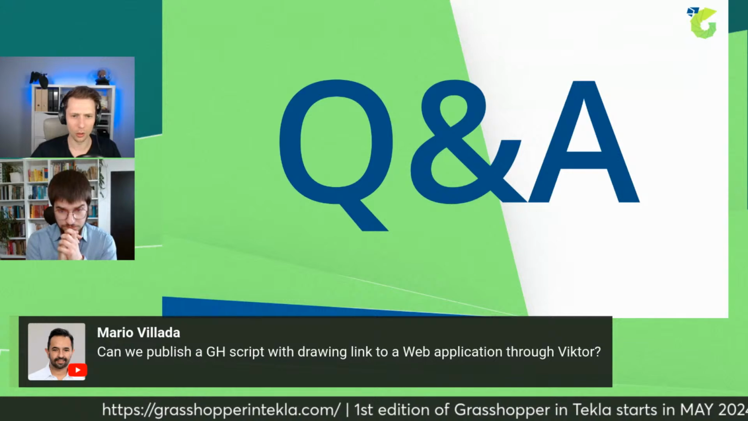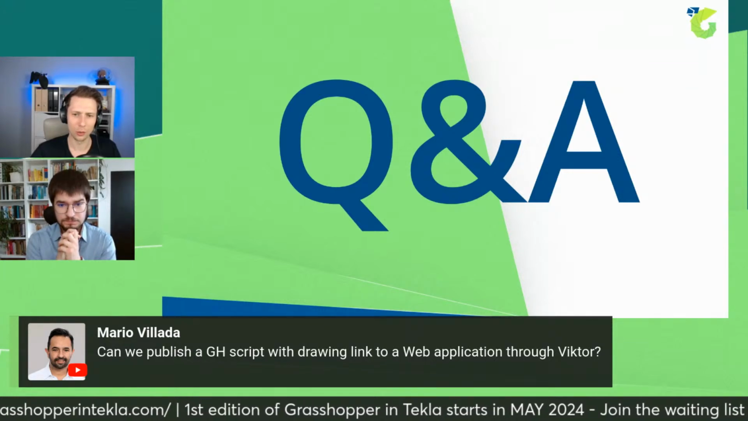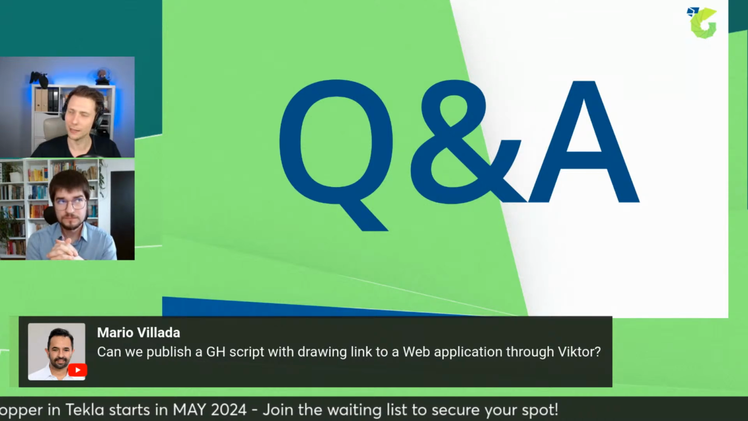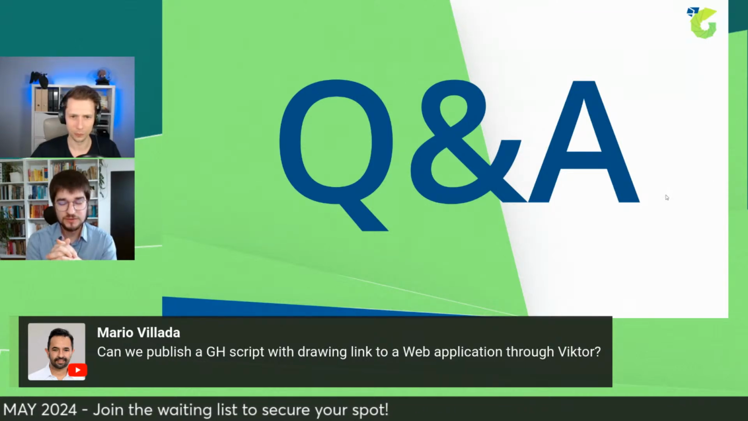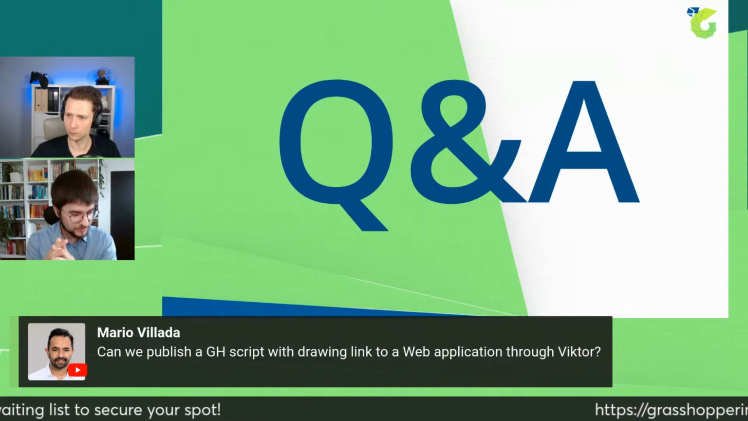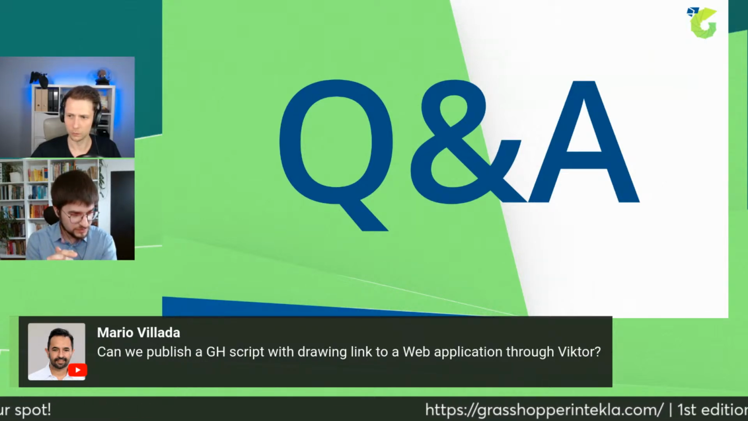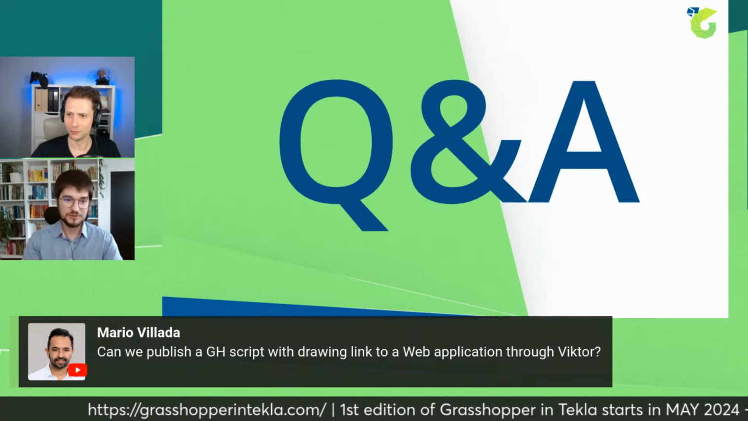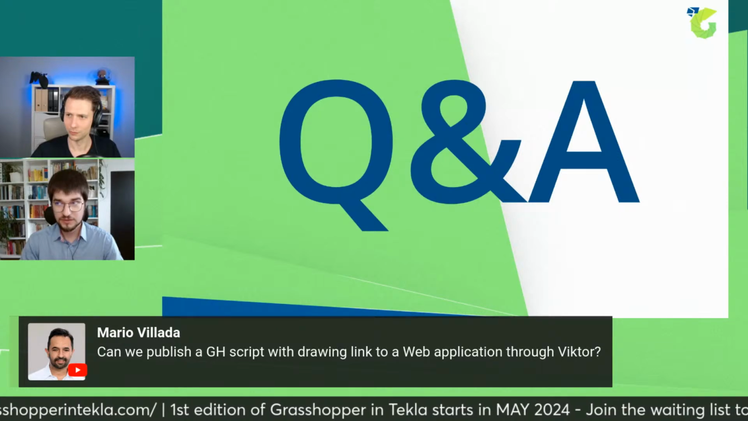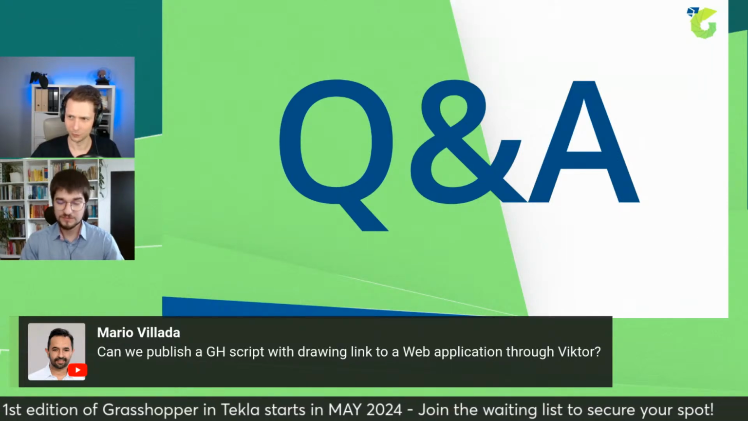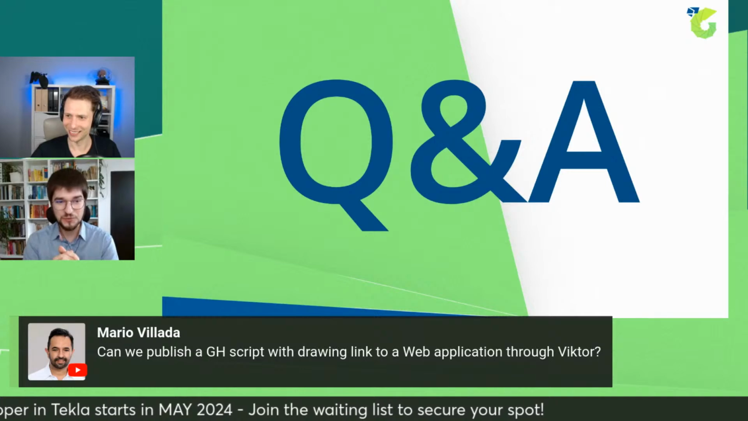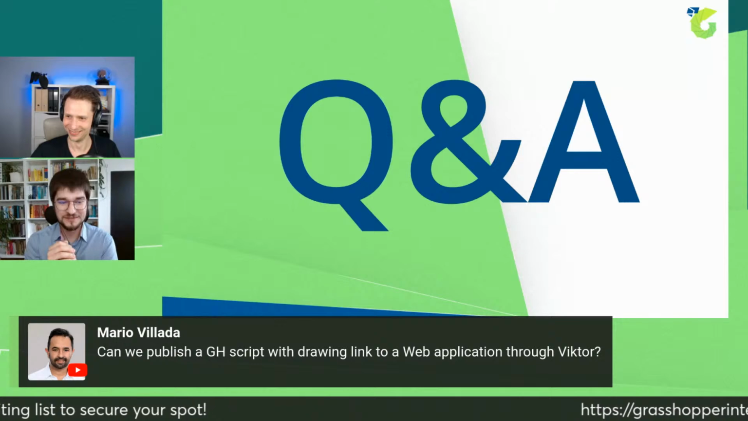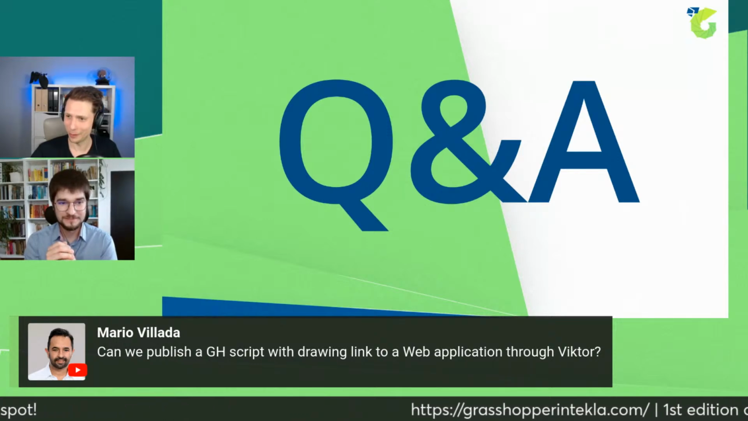I'm not sure, can we publish a Grasshopper script with drawing link to a web application through Victor? I don't know if you are familiar with Victor. I even installed their standalone client at some time. As I understand how it works, I will not promise anything. I have not tried it. So Mario, sorry, I will not promise that it is working correctly or not. Let's leave it like that, because if I tell you that it works, you will follow me and catch me in Poland and say, hey, you said that it is working. But maybe it can work.